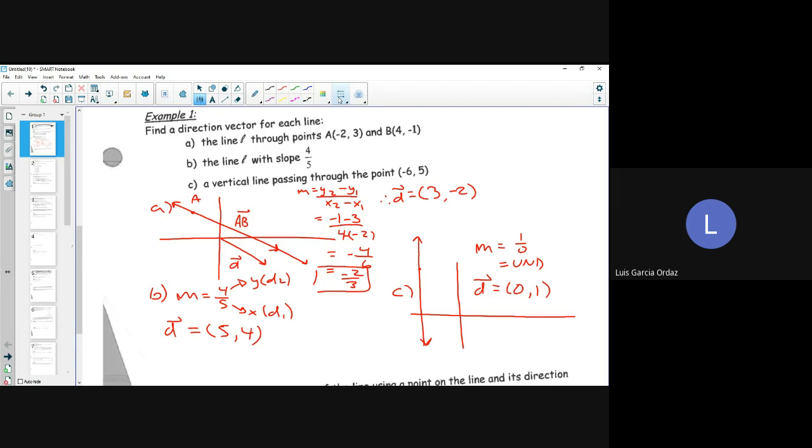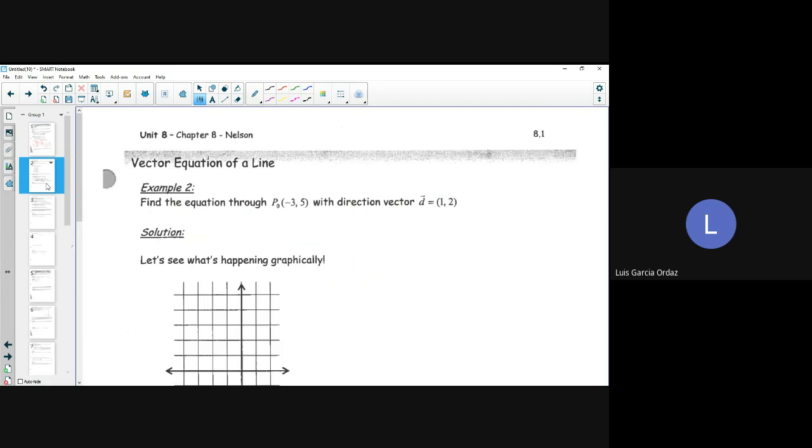So now we can develop an equation of the line using a point on the line and its direction vector. So we're going to talk about vector equations of a line. So for example 2, I want to find the equation through the point P0, which is -3 and 5, with a direction vector of 1 and 2.